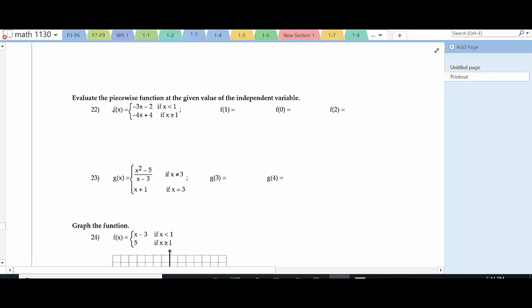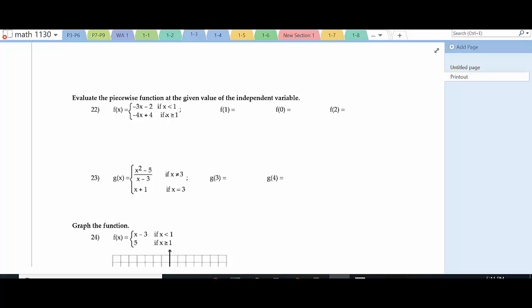So you're given the piecewise function f of x. The first piece is negative 3x minus 2 when x is less than 1. And then the second piece is negative 4x plus 4 when x is greater than or equal to 1. Okay? So actually what you do is real simple. If you're finding f of 1, you're going to plug into this one. How come? Because if x is greater than or equal to 1, you plug in there, right?